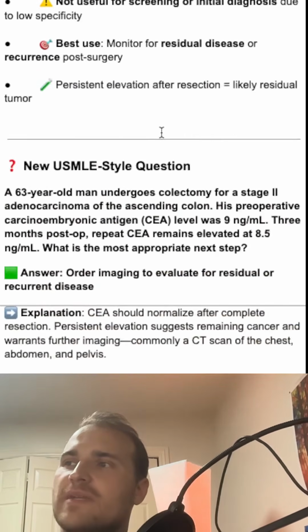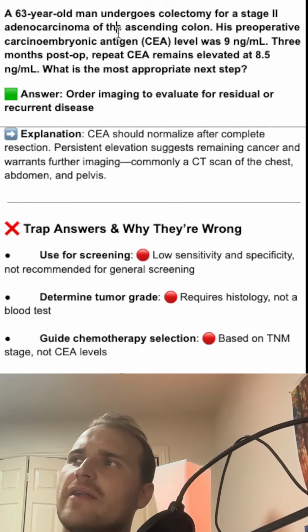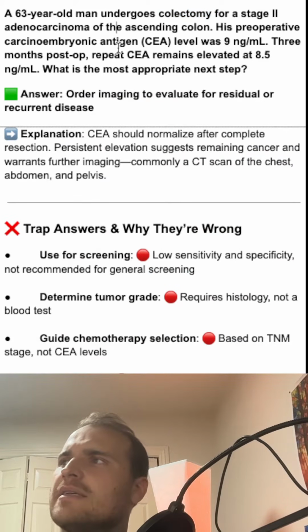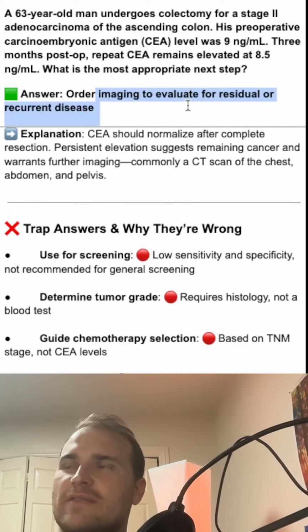So we'll look at this particular case. We have a 63-year-old man undergoing colectomy for stage 2 adenocarcinoma of the ascending colon. His pre-op CEA is 9 and his post-op is 8.5. So what's the next step? Order imaging to evaluate for residual or recurrent disease.